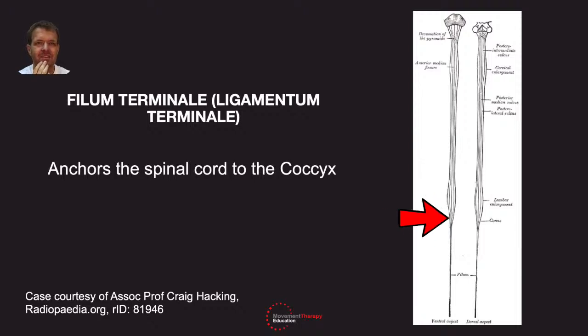What we've got on the end of the spinal cord is something called the ligamentum terminale, or the filum terminale, and this attaches down at your coccyx, all the way down to the bottom of the spine, to anchor your spinal cord in place, to make sure it doesn't ping up, basically.